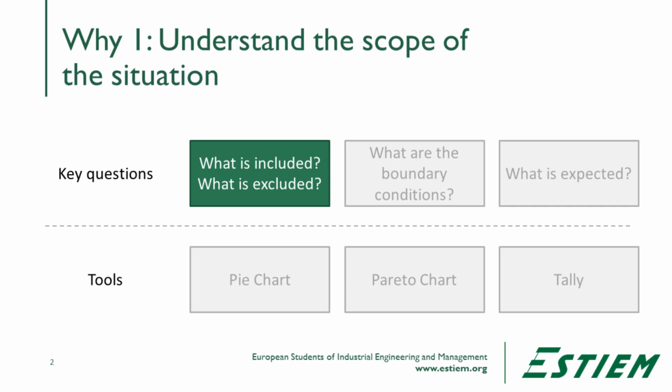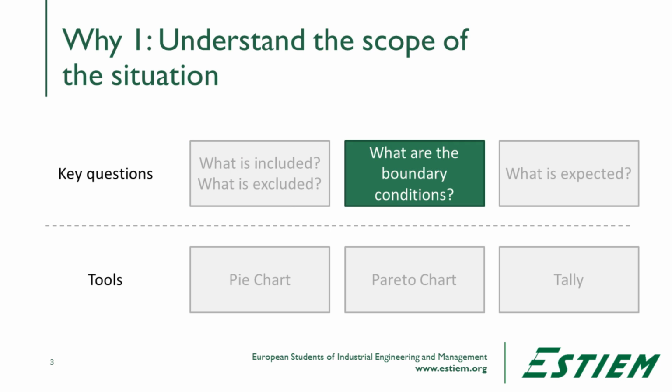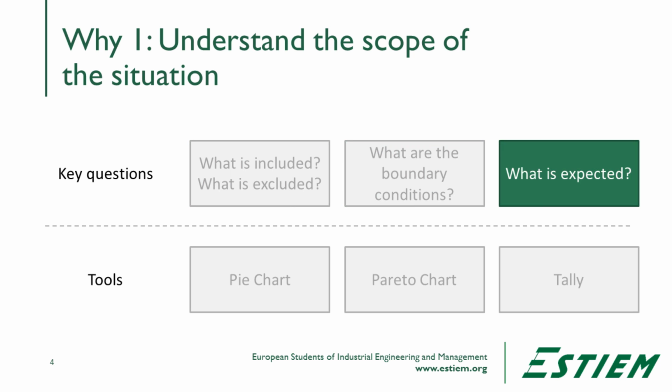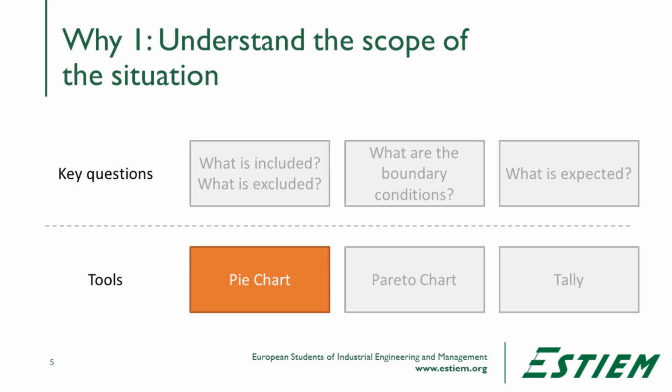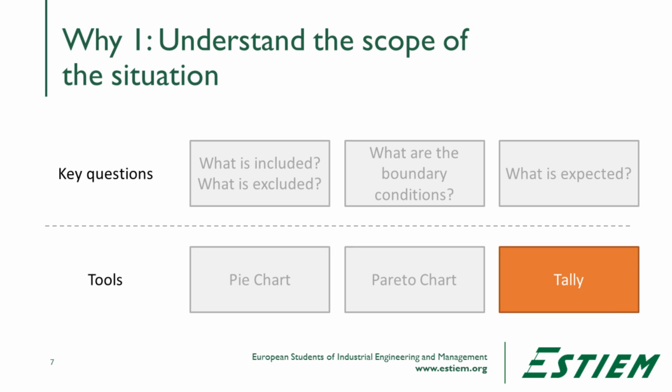So the first time we ask why, what we're really trying to do is understand the scope of the situation. Why is something included in the problem and why is something excluded? What are the boundary conditions? What is expected? The types of tools we can use here are the pie chart, the Pareto chart, and then the tally sheet. And these can demonstrate the full scope of the problem, 100% of the events as we perceive them.